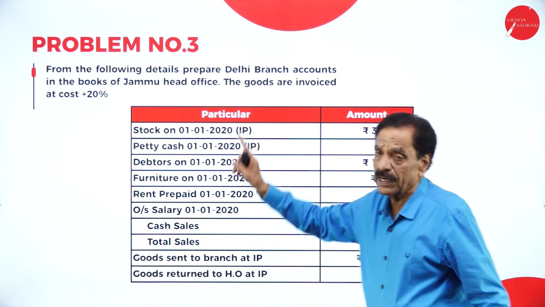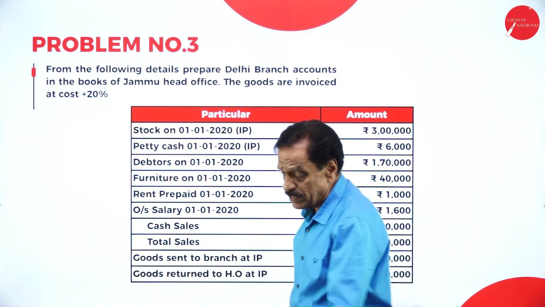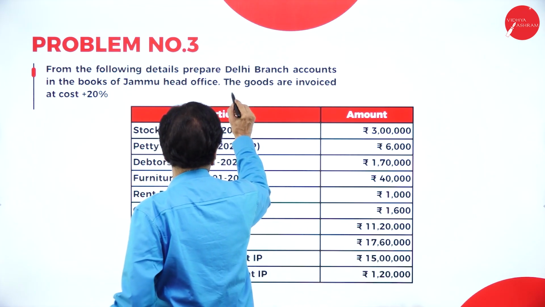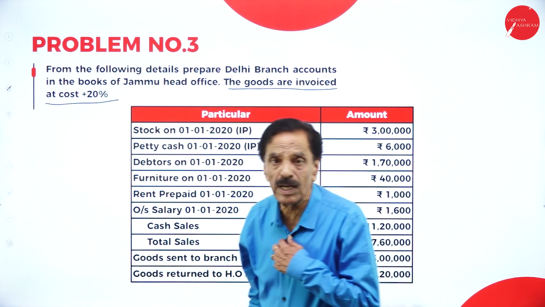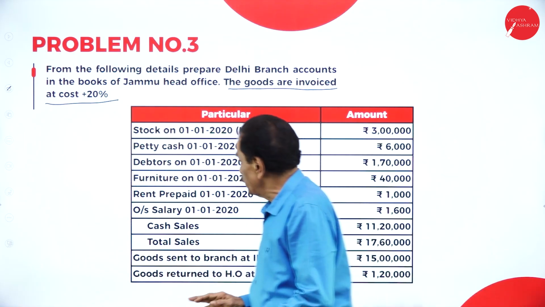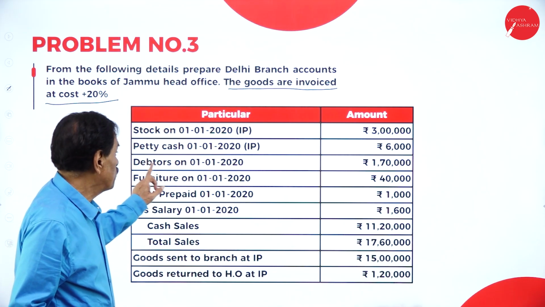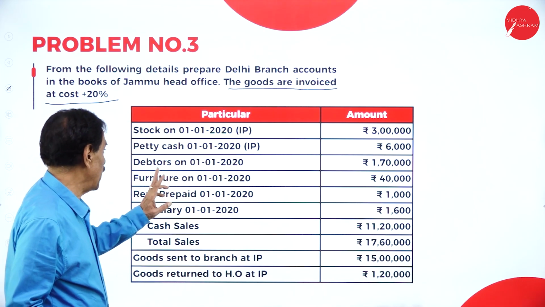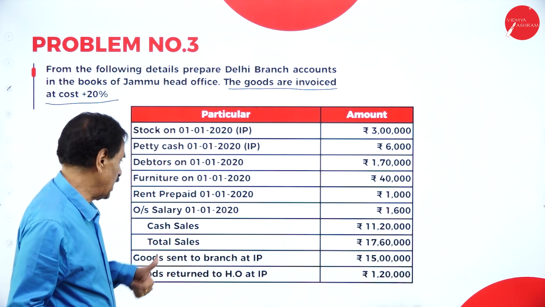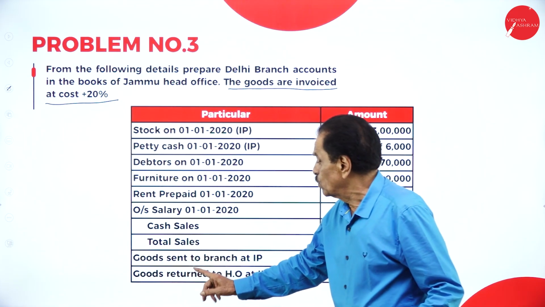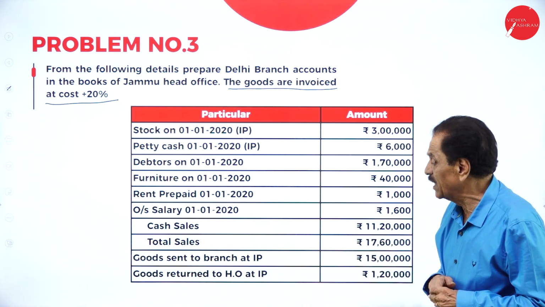From the following details, prepare the Delhi branch account in the books of Jammu head office. Here, the goods are invoiced at cost plus 20%, that I am going to explain. They will give the stock on one, which means opening stock, at IP, meaning invoice price, petty cash opening, debtor, furniture, rent prepaid, outstanding salary, cash sale, total sale. When you say total sale minus cash sale, the difference is called credit sale.